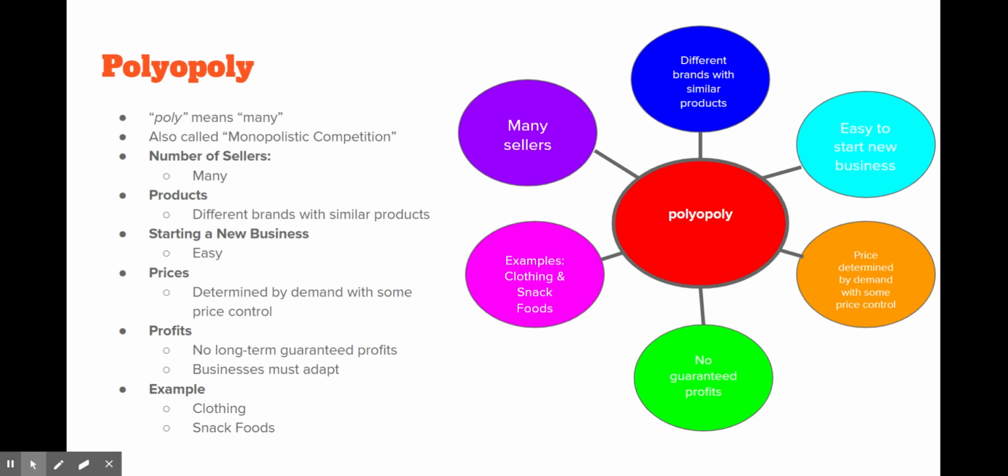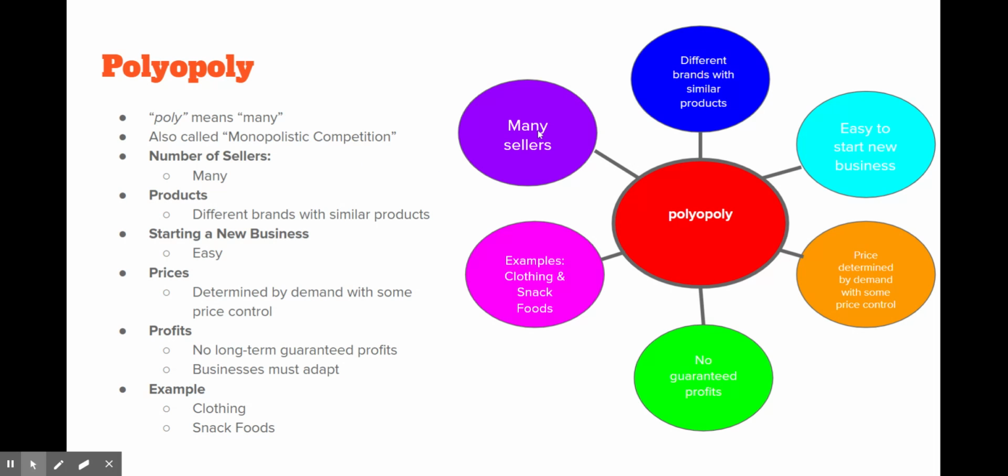The next one is polyopoly, which means many. Poly means many. Some also call this monopolistic competition. That's a big fancy word, so that's why we're staying with polyopoly. Remember a couple of things. First off, number of sellers. There's many of them in this system. I just told you poly means many.